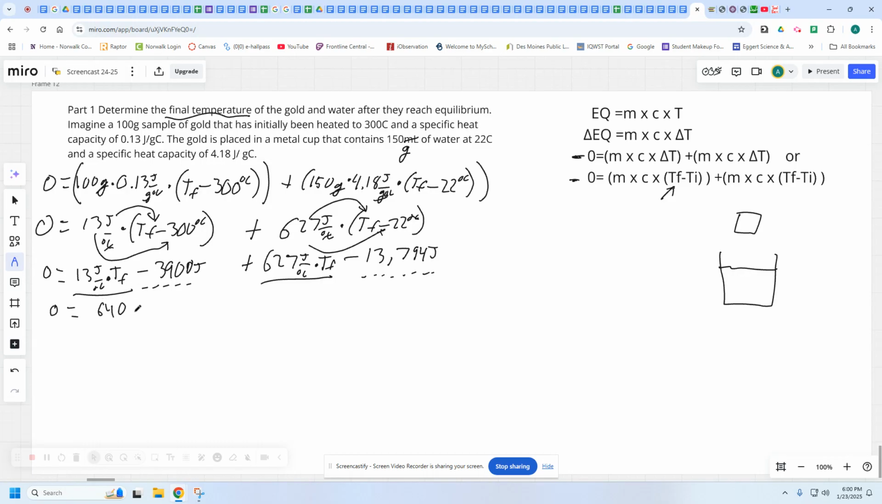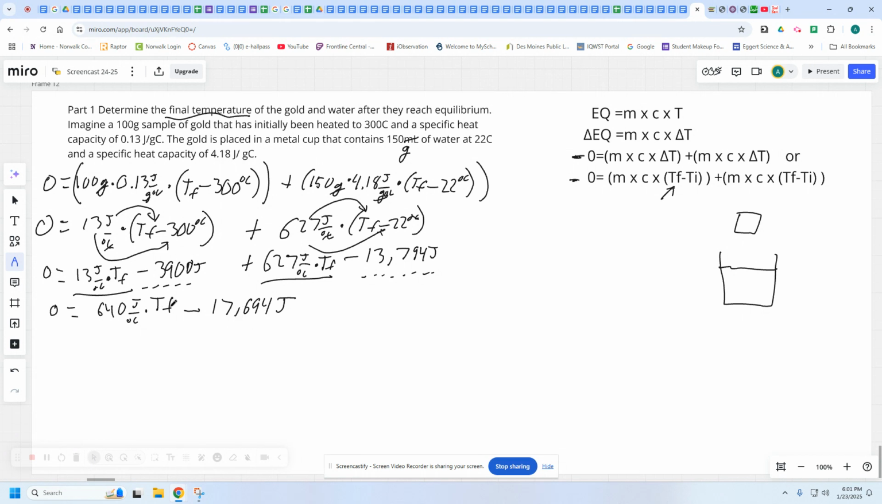640 joules Celsius times that TF still. And then if we subtract the 13,794 from the negative 3,900 joules, we should get approximately 17,694 joules. Now this is starting to look very familiar to people as a similar y equals mx plus b, where we have this variable embedded with multiplication to this quantity of 640, and then this tail end standalone 17,000.